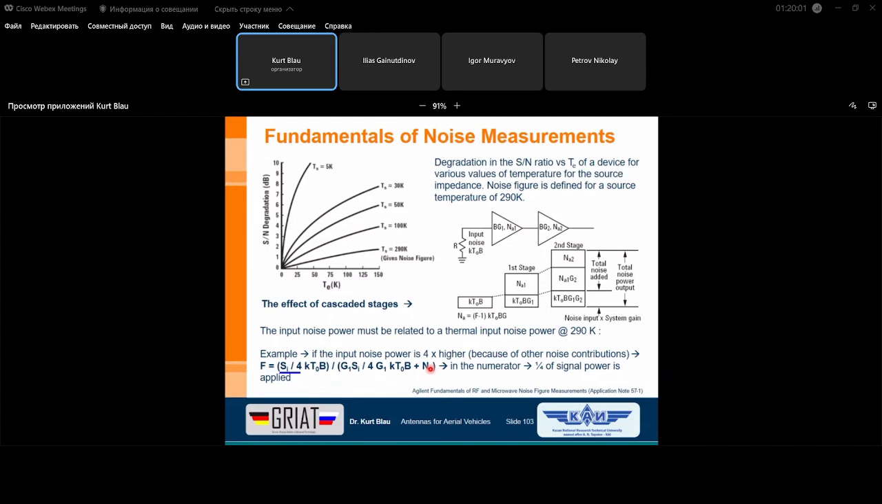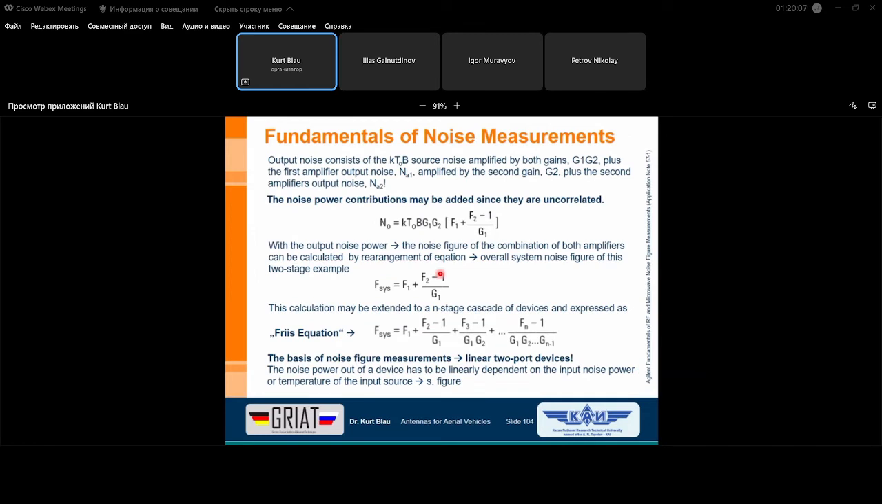Okay, then let's switch to the next slide. The output noise, this is the summary of what we have discussed. It's written here. The output noise in this case consists of the thermal input noise power amplified by both gains, G1 and G2 as a product, plus the first amplifier output noise. This added noise is amplified by the second gain, G2, plus the second amplifier's added output noise. This is the N added 2.